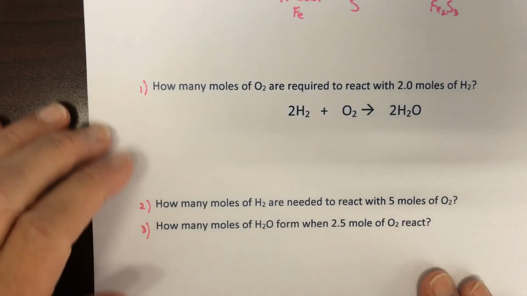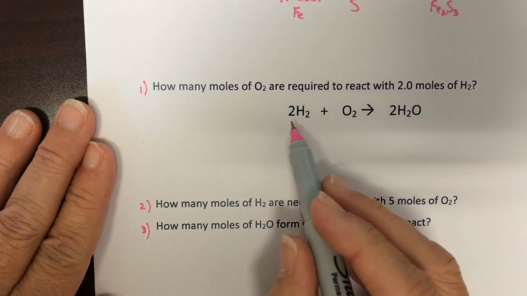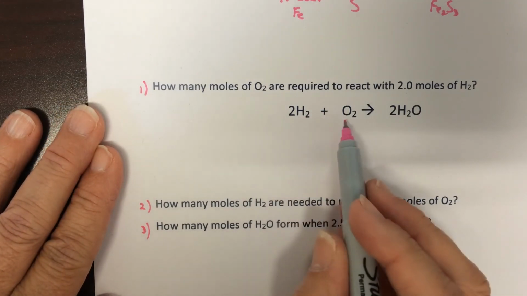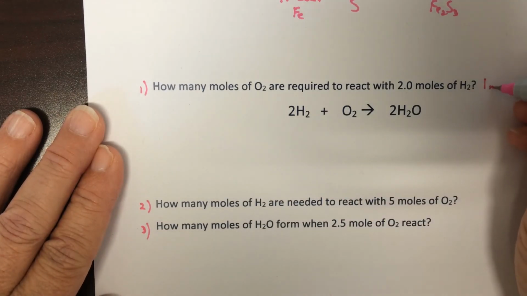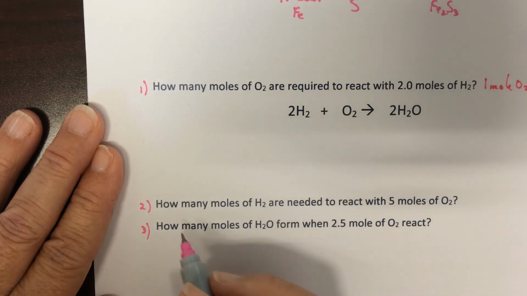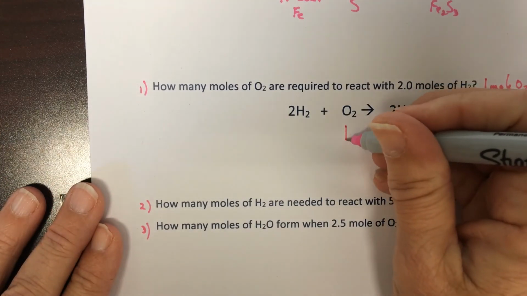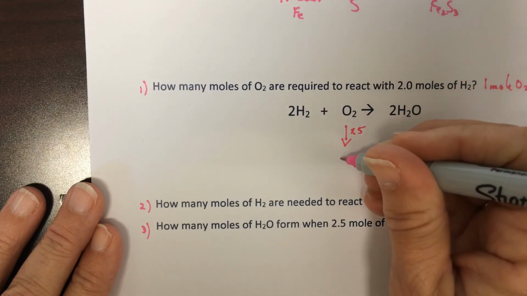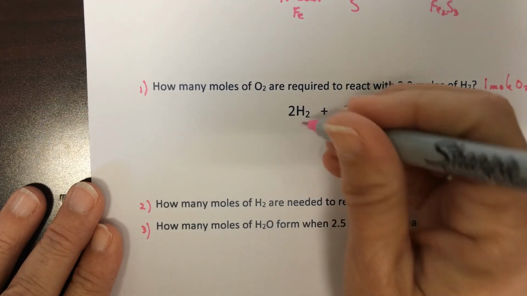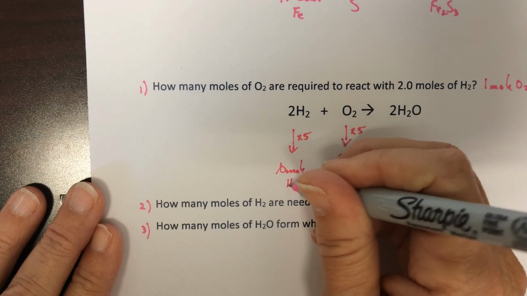Okay, let's start with the first one. How many moles of oxygen are required to react with 2 moles of hydrogen? Well, we can look at this as written. This is 2 moles of hydrogen. We're reacting 1 mole of oxygen with 2 moles of hydrogen. How many moles of hydrogen are needed to react with 5 moles of oxygen? If we multiply this by 5, we'll have 5 moles of oxygen. If we do that, we need to also multiply the hydrogen by 5. We get 10 moles of hydrogen.